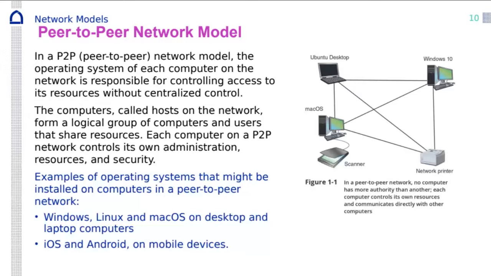Examples of OS that might be installed on a computer in a peer-to-peer network are Windows, Linux, and Mac OS on desktop and laptop computers. Also, iOS and Android on mobile devices. They are all examples of operating systems for a peer-to-peer computer or host.